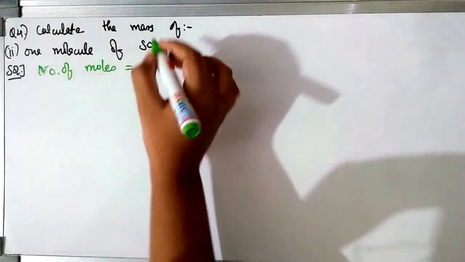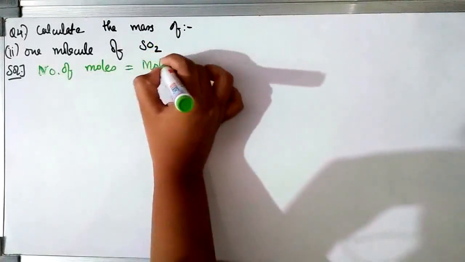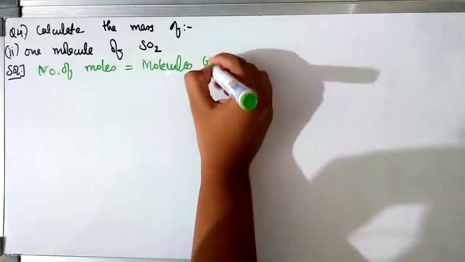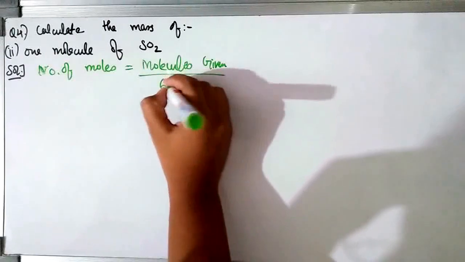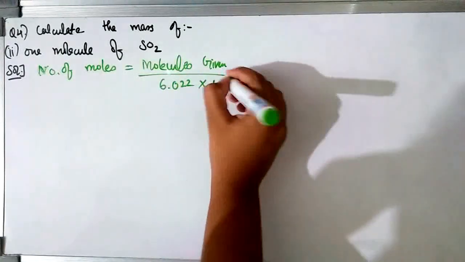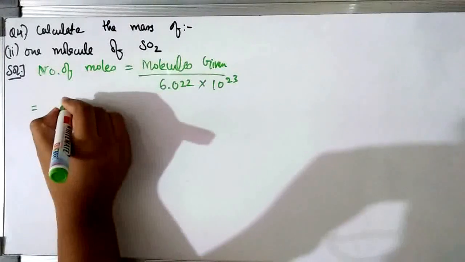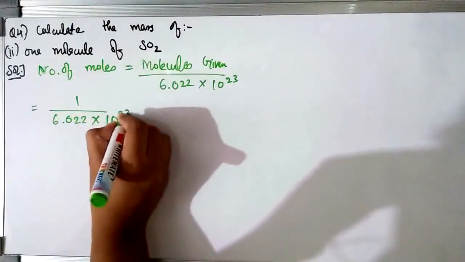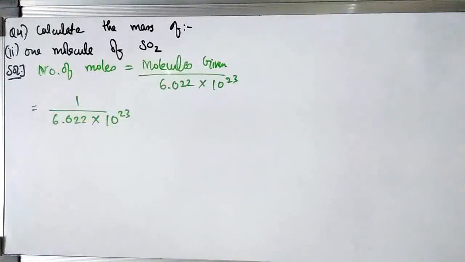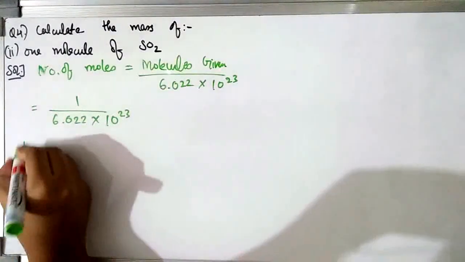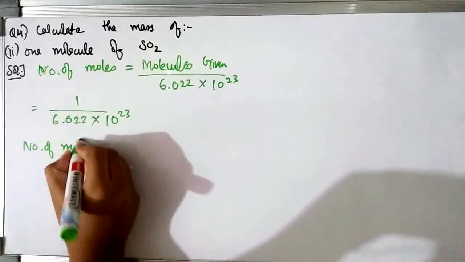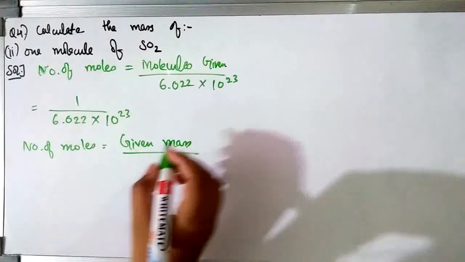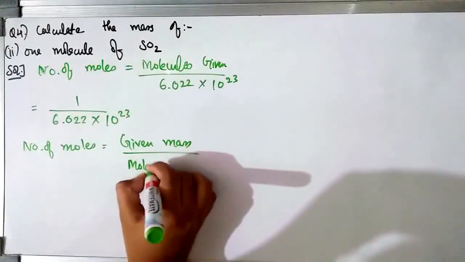So number of moles is equal to the molecules given. Last time we took the atoms given, so it is the same thing, the molecules given or the atoms given divided by the Avogadro constant. So we get the number of moles to be, we have one molecule, so 1 by the Avogadro number. So that many moles we have got. Now we are going to apply the formula that number of moles is equal to the given mass divided by the molecular mass.